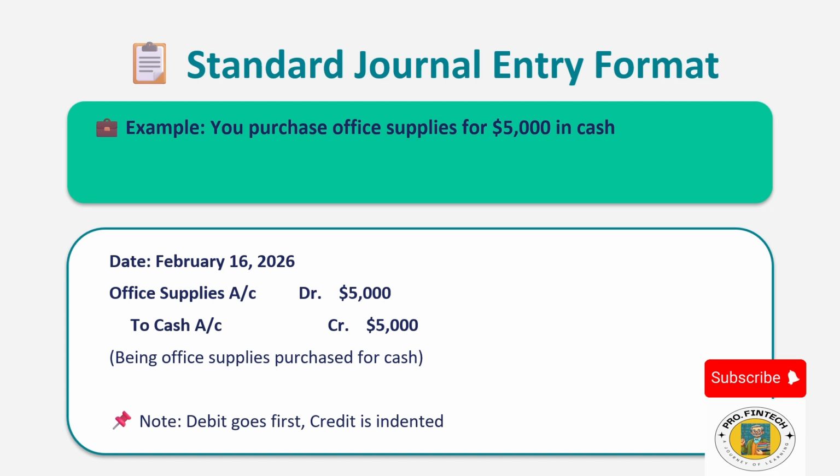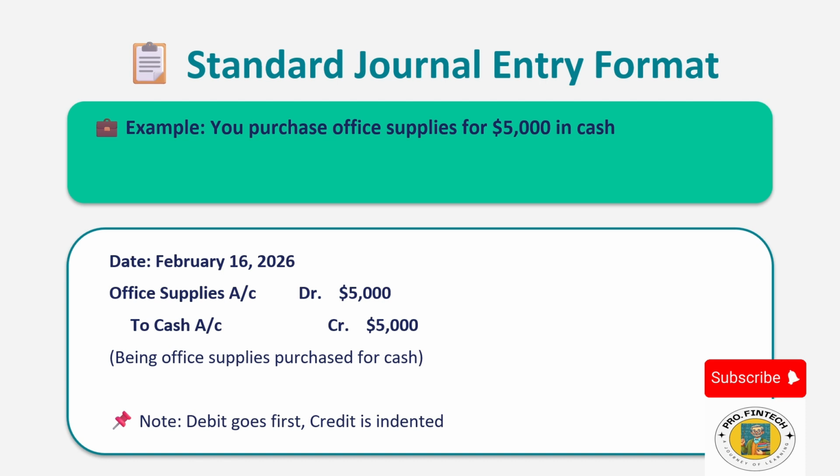Let's break down why we did it this way. We debited office supplies because we got something. We now own these supplies. Our assets increased. We credited cash because we gave cash. Our cash decreased. Now notice how the credit entry is indented.